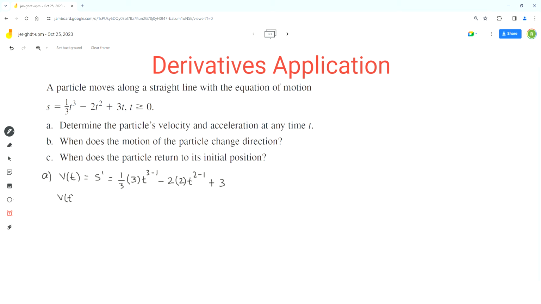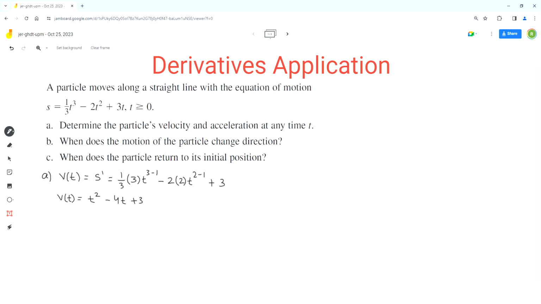So now we can simplify this expression. v(t) equals, 1/3 times 3 is just 1. So we get t squared, and then minus 4t, because 2 minus 1 is 1. We do not write 1 as an exponent, and then plus 3. So this is the velocity at any time t.